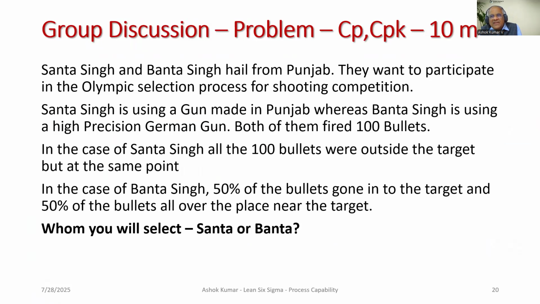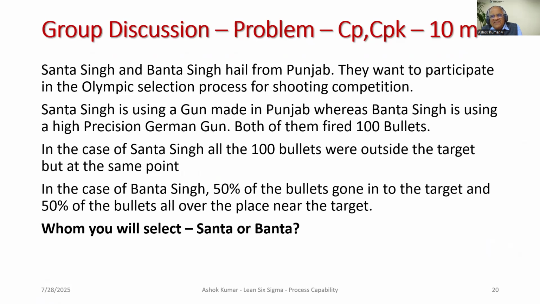There is nothing such here. So take it easy. They want to participate. They are very good sportsmen. They want to participate in the Olympic selection process. One gentleman has a local gun, which is a desi gun made in Punjab. The other has an imported gun. Both of them are given a certain number of bullets and asked to fire to get selected in the Olympics.